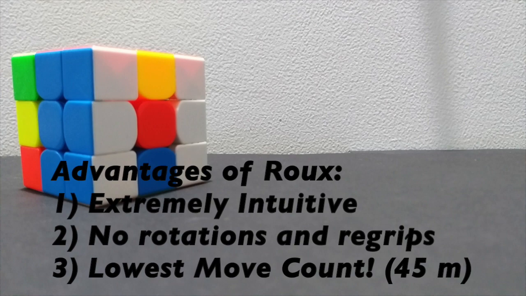Advantages of RU. RU is extremely intuitive and utilizes the M slice. This makes each solve unique and cuts down on algs and cases. RU has a rotationless approach and less regrips because it uses M and wide face moves. Most importantly, RU has the lowest move count. A good RU solver can finish the solve in 40 to 45 moves, whereas in ZZ it's around 50 moves and CFOP can be 55 to 60.